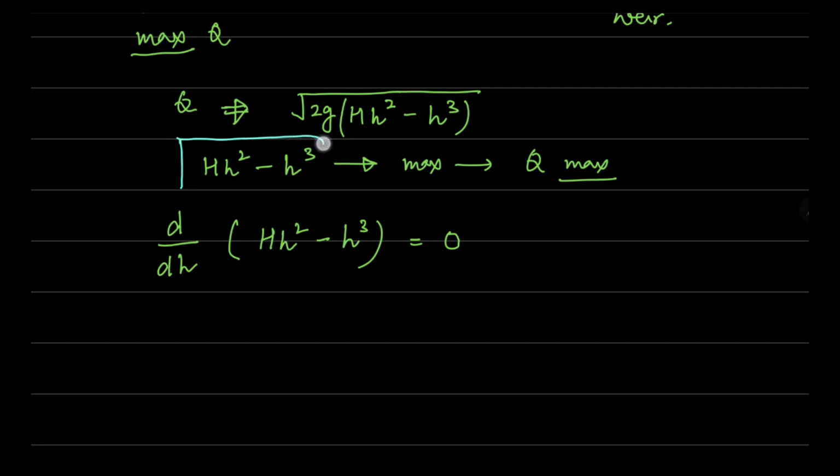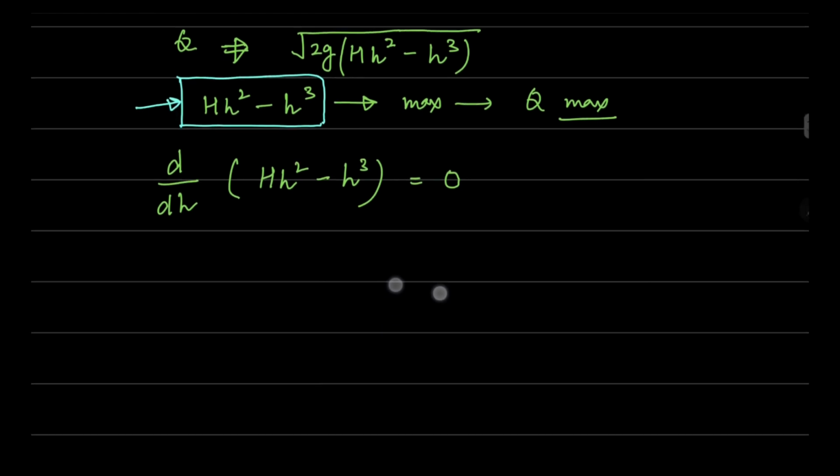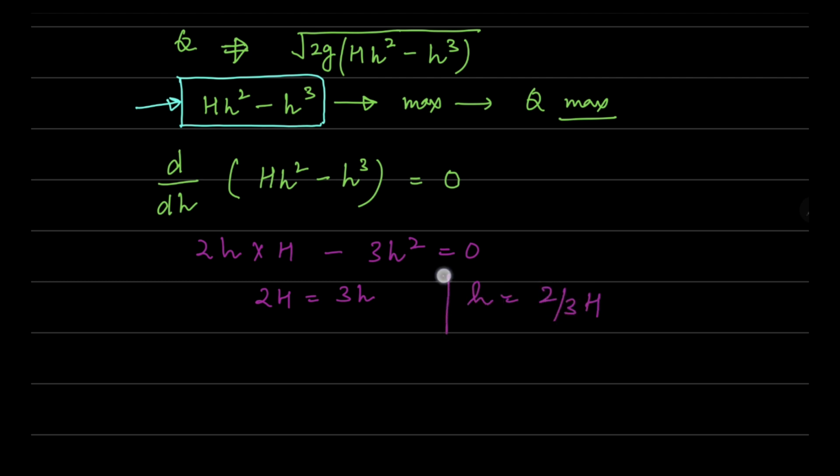So in order to maximize Q, we have to use the value of small h so that this expression is maximum. If we differentiate, this will look like 2Hh minus 3h square is going to be 0. Then we can write 2H is equal to 3h. That means h should be 2 by 3 times H.